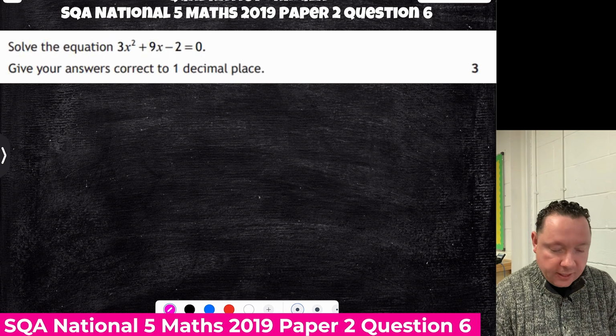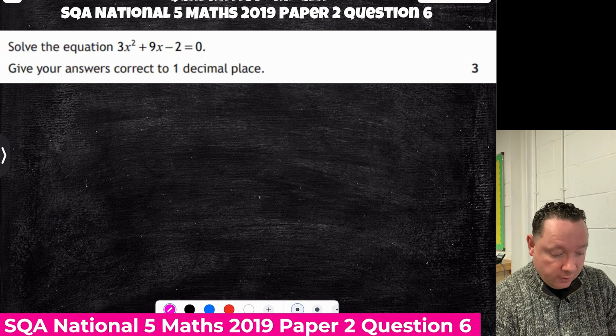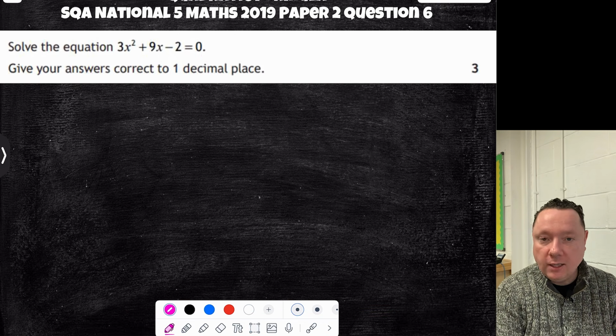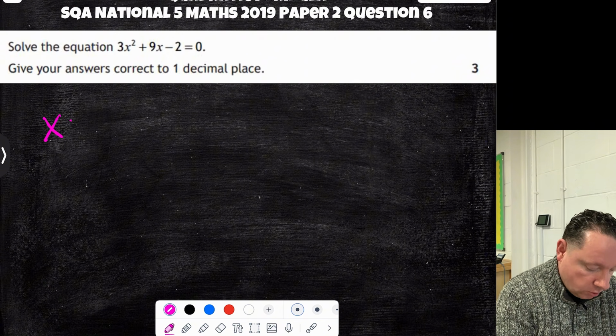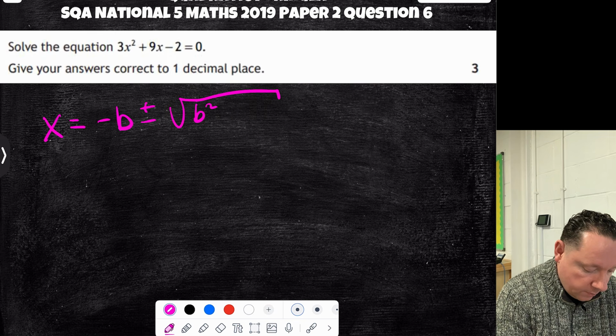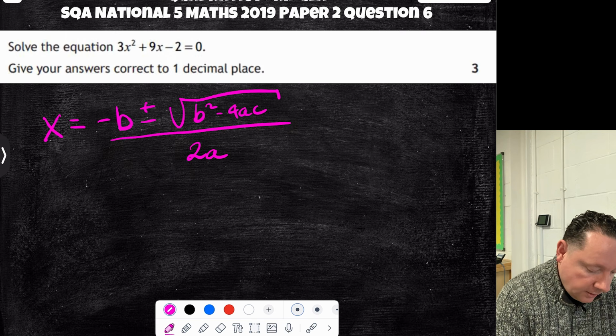SQA National 5 Maths 2019 Paper 2 Question 6. Solve the equation 3x squared plus 9x minus 2 equals 0 to 1 decimal place. Right, it's a quadratic. It's asking me to 1 decimal place, so it's the quadratic formula. So I go to the front of the page and write down the quadratic formula. Minus b plus or minus the square root of b squared minus 4ac, all over 2a. Now in this case, a is the number in front of x squared, which is 3.